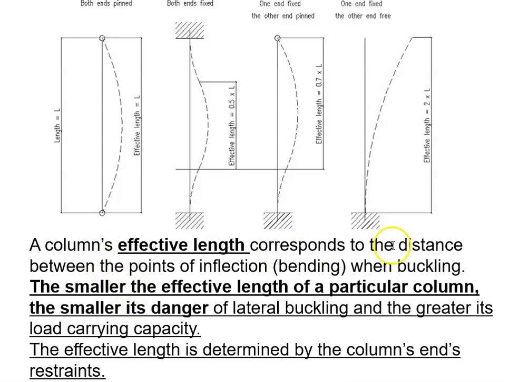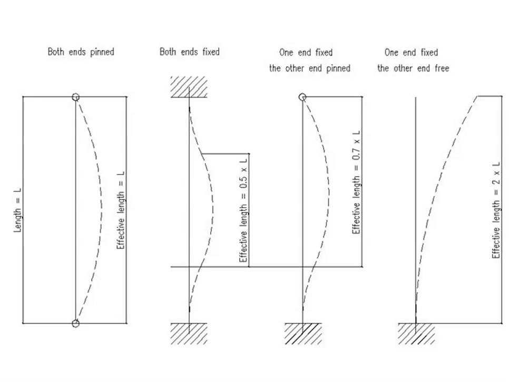The column's effective length corresponds to the distance between the points of inflection or bending when buckling. That's what these dashed lines are showing us. The smaller the effective length of a particular column, the smaller its danger of lateral buckling, and the greater its load carrying capacity. And it's determined, as we just discussed, by its end restraints. This is just blowing that up so you can see it more closely.